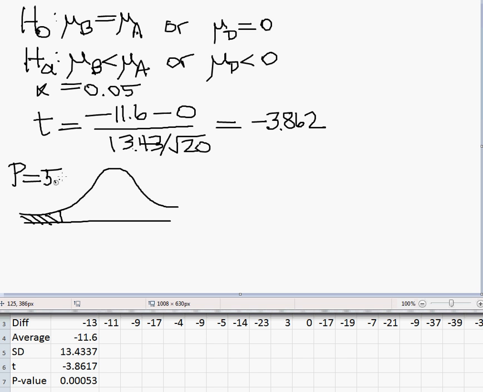P-value equals 5.3 times 10 to the minus 4. That's a small value, and so that would lead us to reject the null hypothesis.